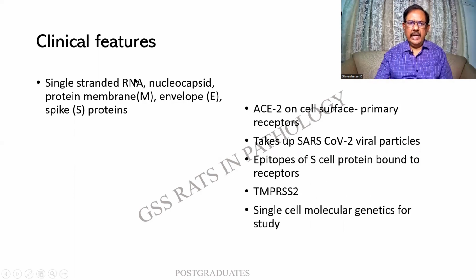It is caused by a single-stranded RNA virus with a nucleocapsid protein, membrane, envelope, and spike proteins. It has ACE2 on the cell surface, which are the primary receptors. These take up the viral particles, and the epitope of the S protein is bound to these receptors. Single molecular genetics have been used for study.